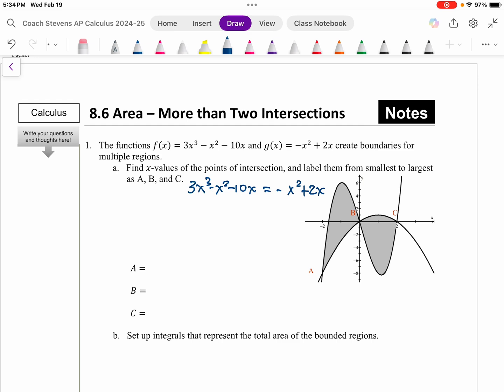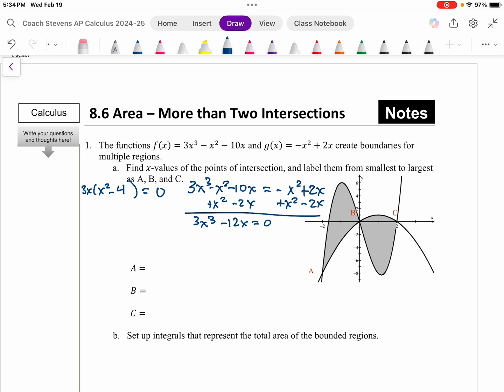Let's go ahead and bring over the x squared and the 2x and combine like terms. Again, the nice thing here is we get some stuff to cancel. The x squareds cancel, so I get 3x cubed minus 12x, and that's equal to 0. We can factor out a 3x, so that would be 3x times (x squared minus 4), and that's equal to 0.